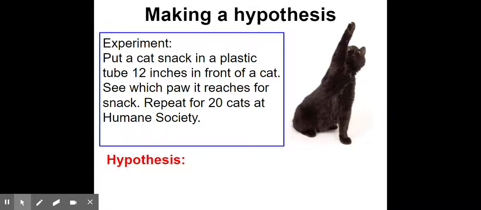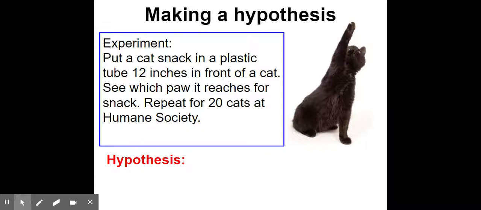Today I'm going to go over with you how to make a hypothesis. To make a hypothesis, you have to know what your experiment is. Say, for example, here's the experiment: put a cat snack in a plastic tube 12 inches in front of a cat. See which paw it reaches for the snack. Repeat for 20 cats at the Humane Society.